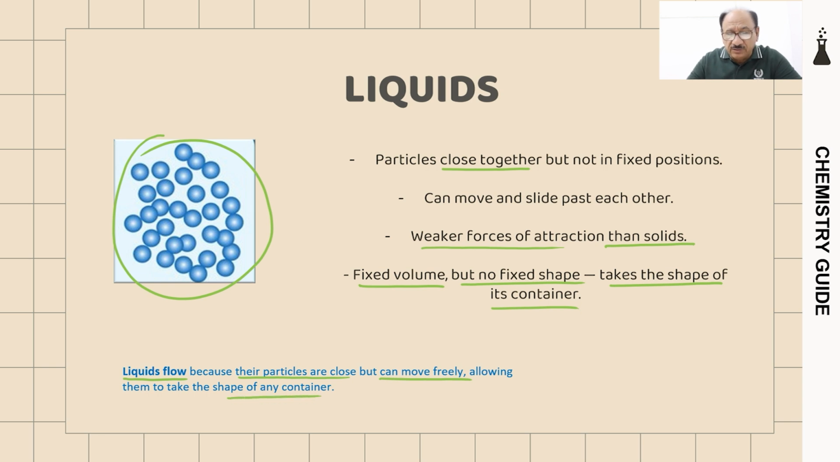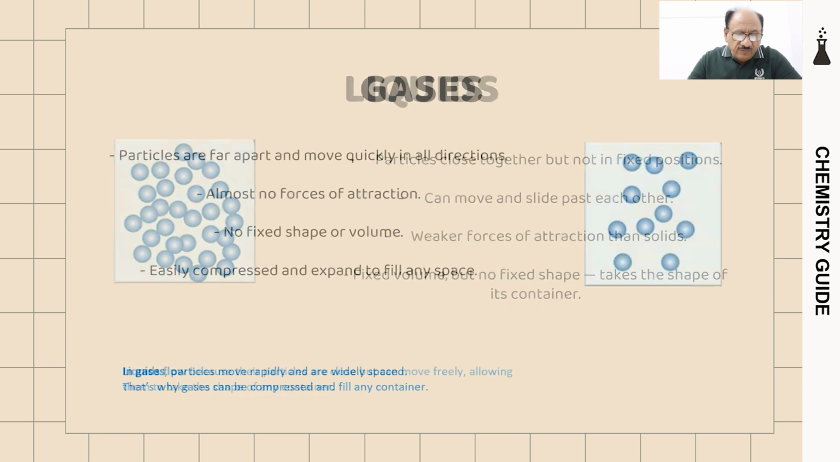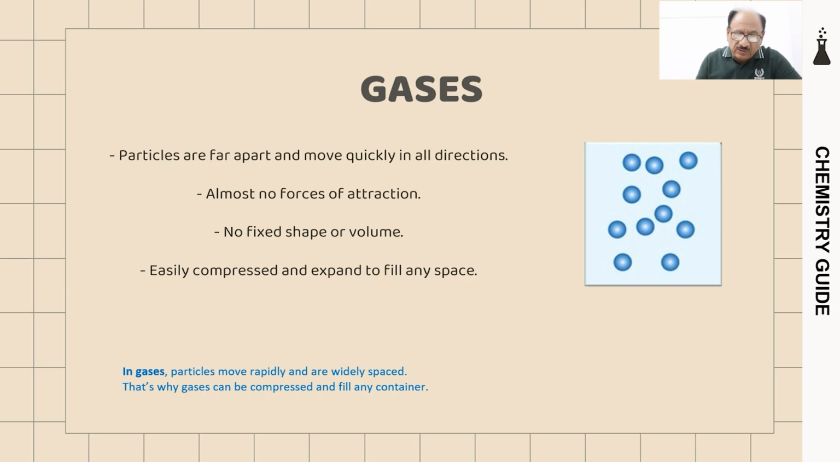The reason liquids flow is that their particles are close but can move freely, allowing them to take the shape of any container. Next, if we study gases, gases have huge spaces among the molecules as compared to the actual volume of the particles. They occupy whatever space is available to them. So particles are far apart and move quickly in all directions.